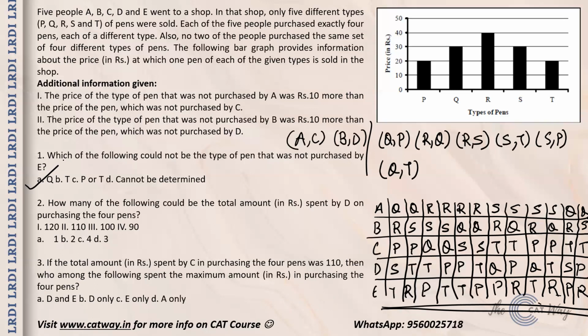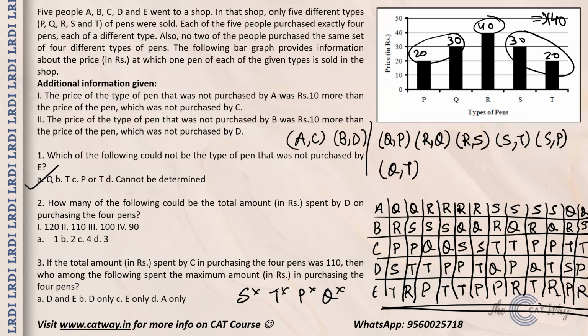So let us calculate the total price. This is 20, 30, 40, 30 and 20. So the total price is 50, 50 and 140. So the total price of the 5 pens is 140. Now for D, the possible cases are that he might not buy S, or he might not buy T, he might not buy P, and he might not buy Q. So these are the possible cases for D.